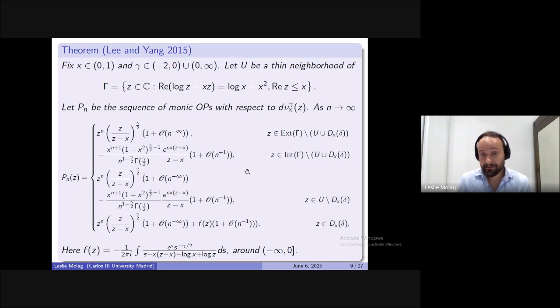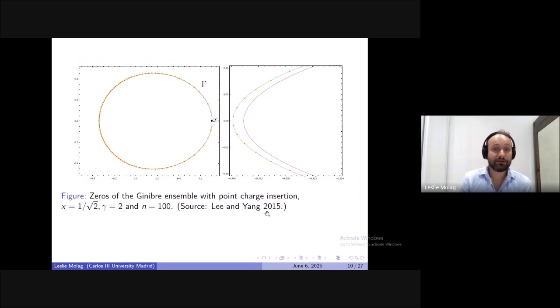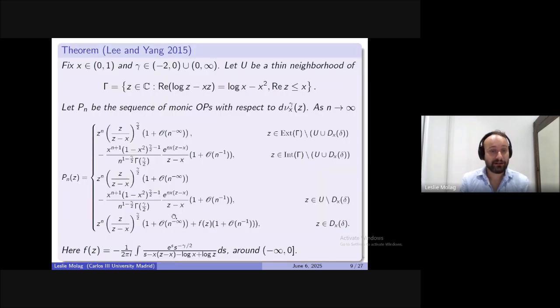Okay. Well, then they also showed some interesting behavior near the point insertion. So in a small neighborhood of x, they can show some special function type behavior. Okay, maybe one thing I should have mentioned is capital P just stands for the monic orthogonal polynomial. You just divide it by the leading coefficient to get the monic orthogonal polynomial.